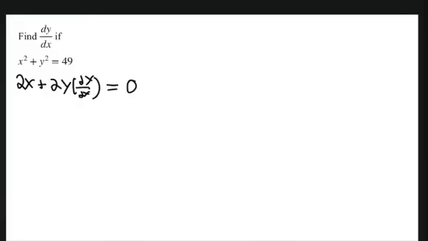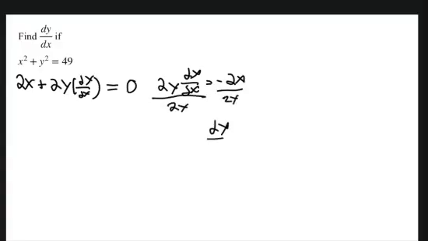Now let's solve for dy/dx. Move 2x to the other side, and now we divide by 2y. And then the derivative is negative x over y. Very standard first example.